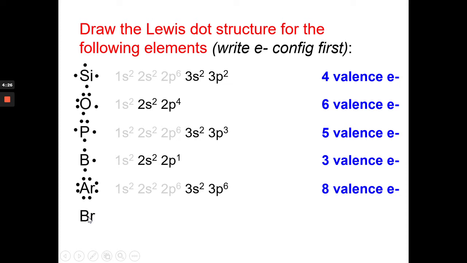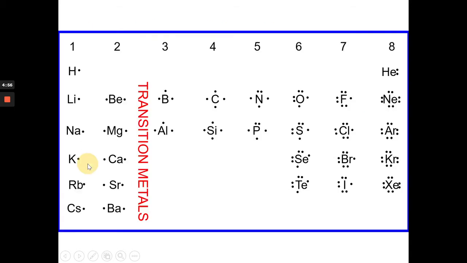Bromine is a halogen. Halogens are found in group 17, so they would have 7 valence electrons. Now, it's easy for us to get rid of these kernel electrons here, but we have to remember that the 3d is not part of the valence. The 4th energy level is valence, so we've got to get rid of the 3d as well. So this has 7 valence electrons, and we'll put 7 dots surrounding it. All right, so that's how you write out the Lewis dot structure. Hopefully you see a pattern, right?